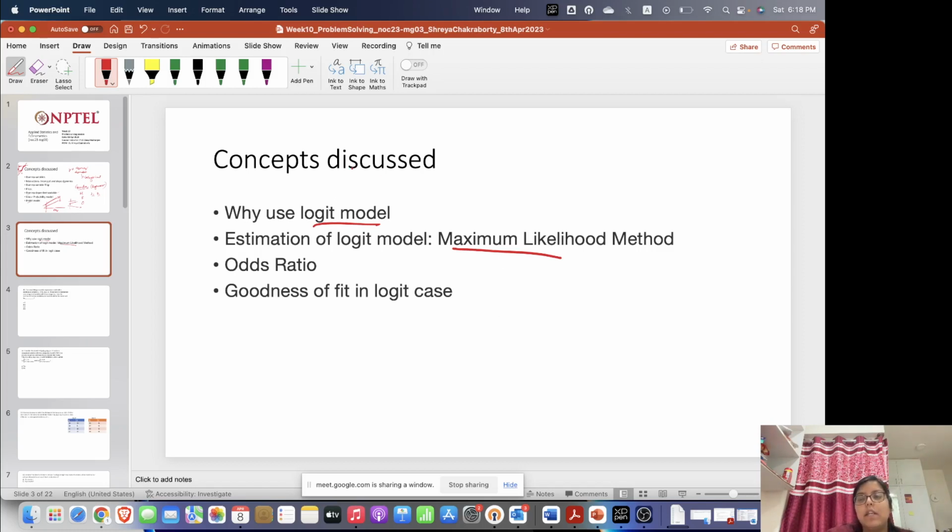So with that pretext, I am going to move on to the problems and their solutions. As we go about the problem solving sessions, I hope these concepts will get more and more clear to you. Okay, so shall I move on? Yes, ma'am. Okay.